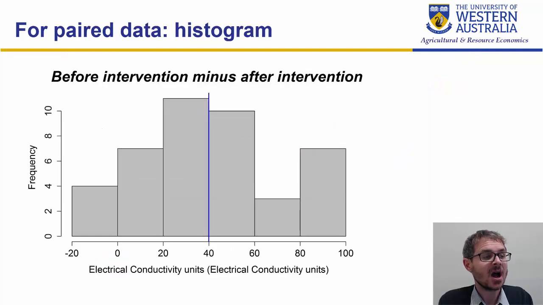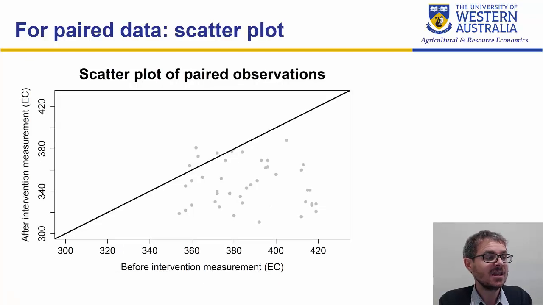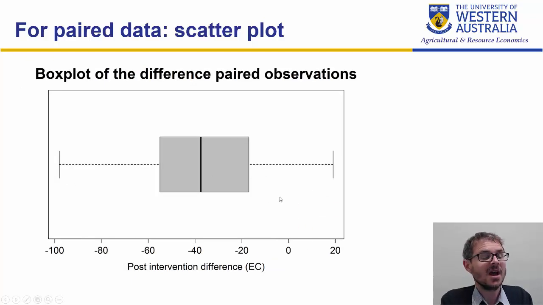So we can look at a histogram of the different series. So this is the before minus intervention. And here is one other way you could look at it. You can plot the two observations, before and after, and you can see this cluster down here. And this is probably my preferred representation of the data for a paired t-test.